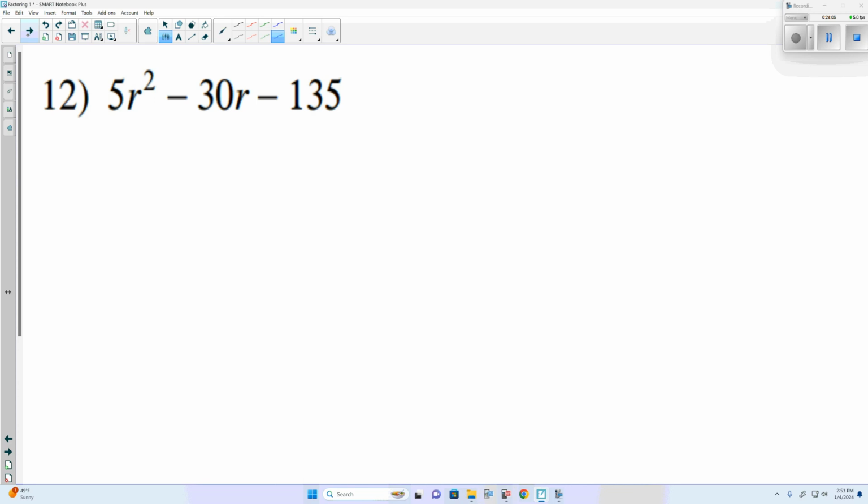Is there a greatest common factor between these three terms? And the greatest common factor is 5. So we'll factor a 5 out of all three terms. So 5 factored out of 5r squared is r squared. Minus 5 factored out of 30r is 6r. Minus. If we factor a 5 out of 135, we get 27, I believe.